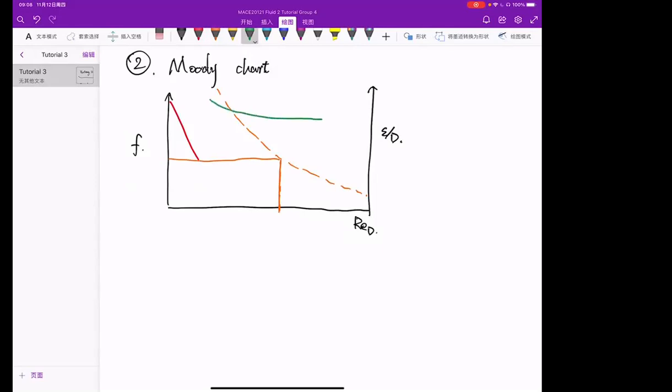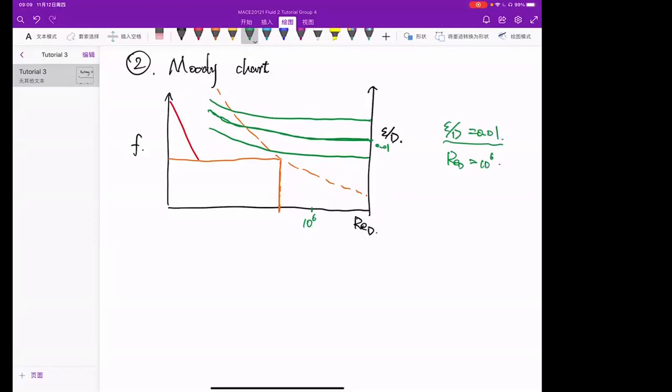There are several lines you can see in this way, then this way. Each line refers to a specific epsilon over D. For example, let's say it's 0.01. If you have epsilon over D equals 0.01, then you should find your friction factor on this line. How to determine it? You first have your epsilon over D, and then your Reynolds number, for example 10 to the power of 6. Then you could find your friction factor by going across to the left axis. This is basically how you read the Moody chart.